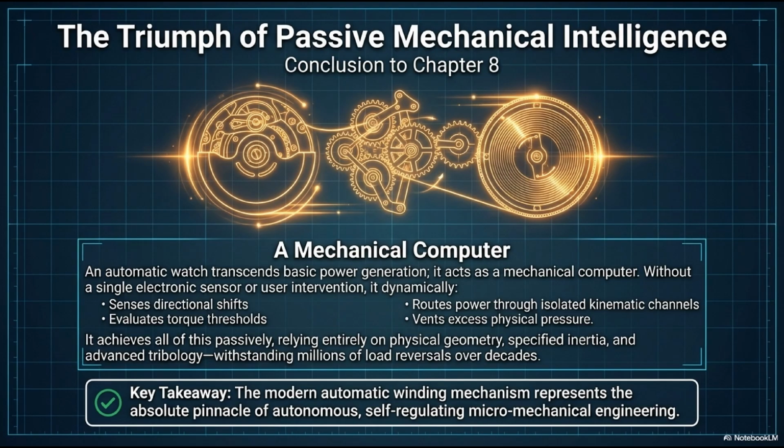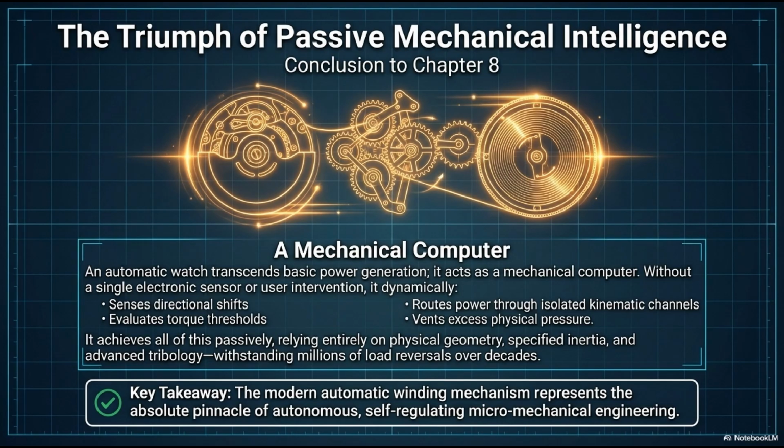Consider what it does. Without a single electronic sensor, without a microchip, without a battery, and without any user intervention, it dynamically senses directional shifts in gravity and acceleration. It physically evaluates internal torque thresholds. It autonomously routes power through isolated kinematic channels depending on the input source. And it automatically vents excess physical pressure to save its own life. It achieves all of this passive computation relying entirely on physical geometry, specified material inertia, and advanced tribology.